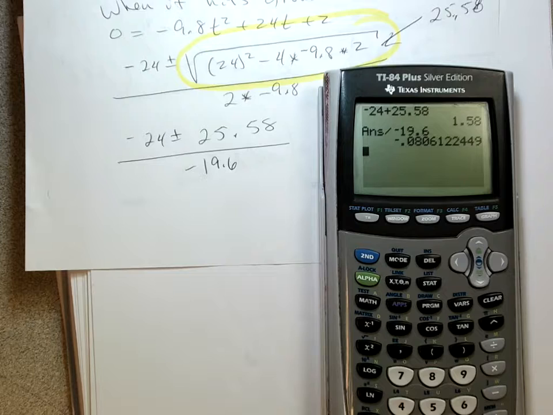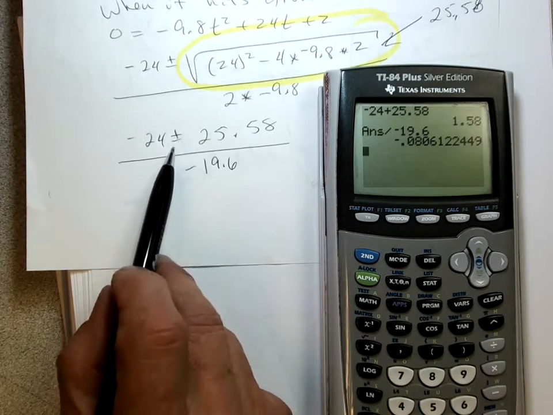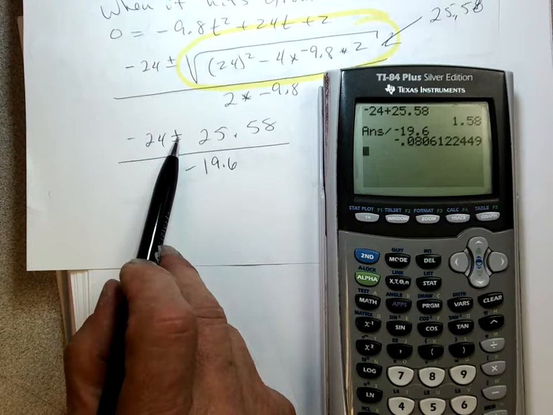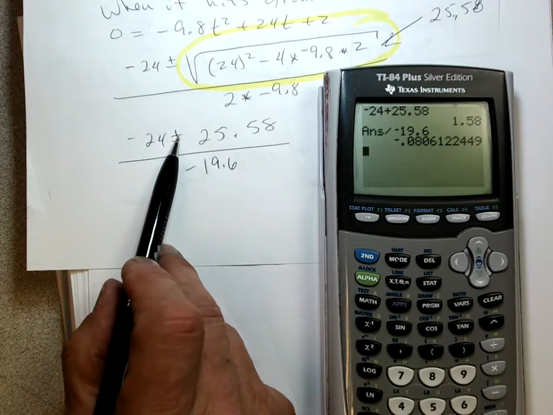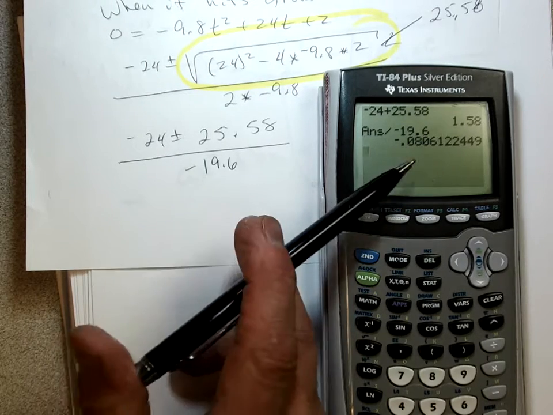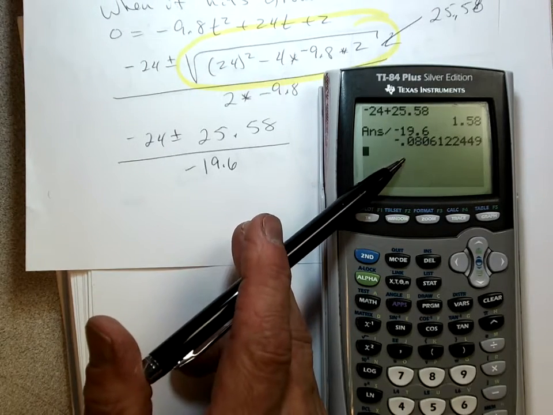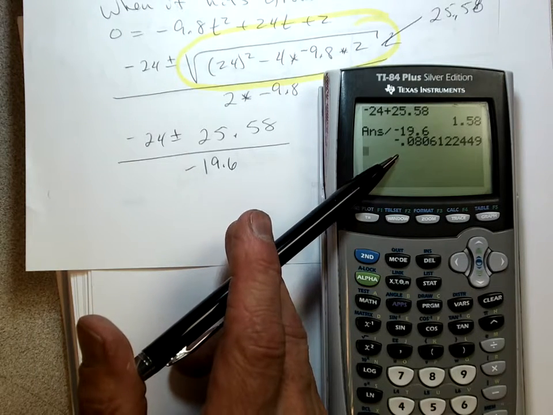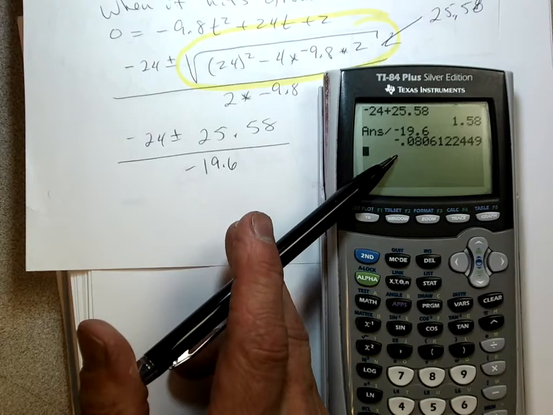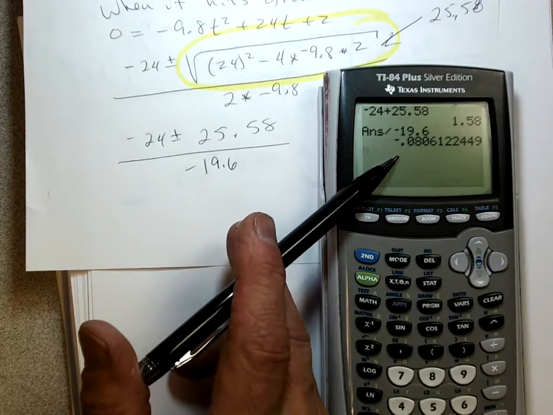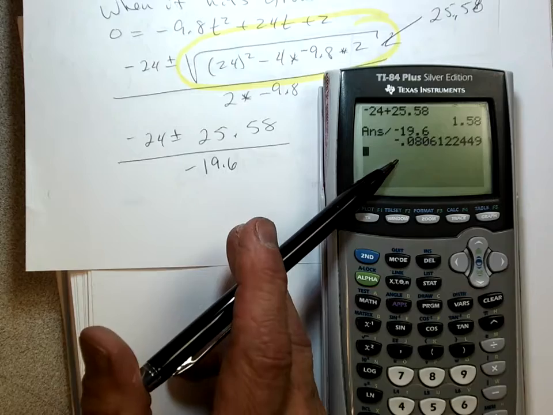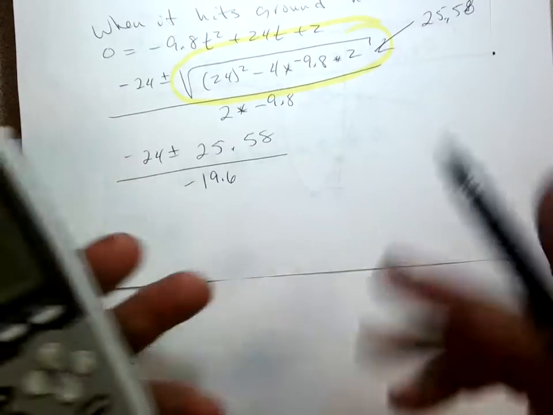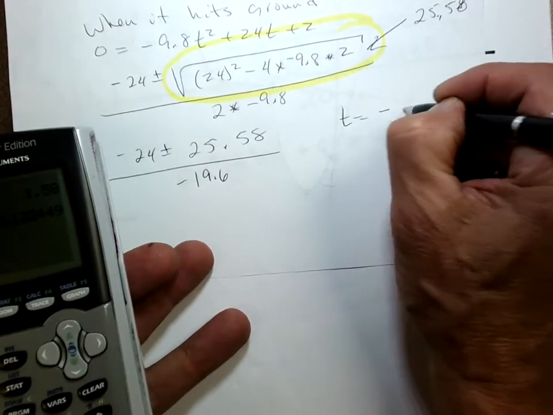Why is that only one answer? Because there's two. Did we do the subtraction this time? No, I did the plus this time. Now, I'm going to throw that first answer away. This answer is going to be thrown away. Come on, think. It's negative. You can't have negative time, can you? So throw this one away. Can't have negative time. So t equals negative 0.08.